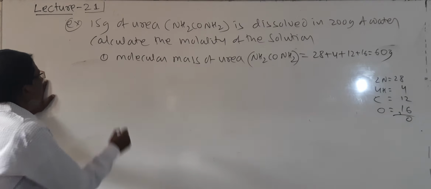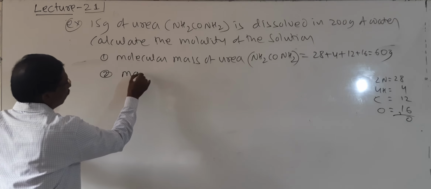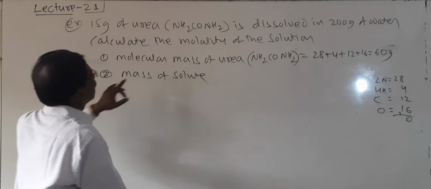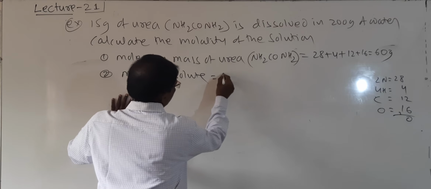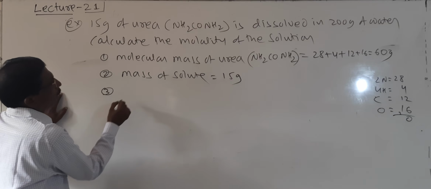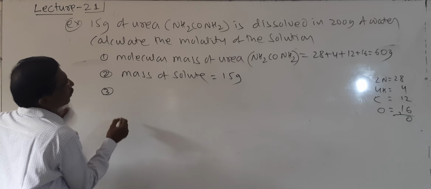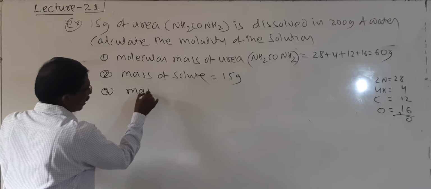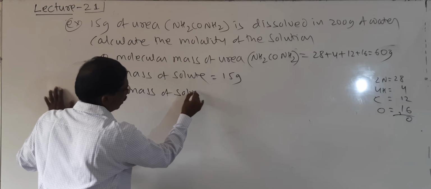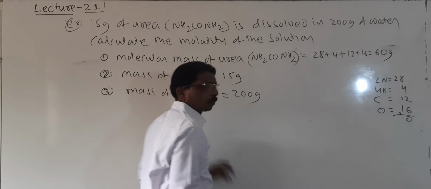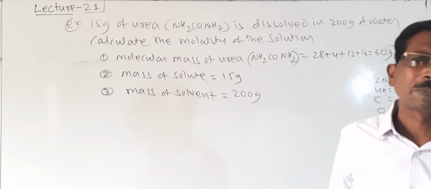Then second one, mass of solute is equal to 15 gram. Then third one, that is dissolved in 200 gram of water. Mass of solvent is equal to 200 gram. So first we have to write all the data.